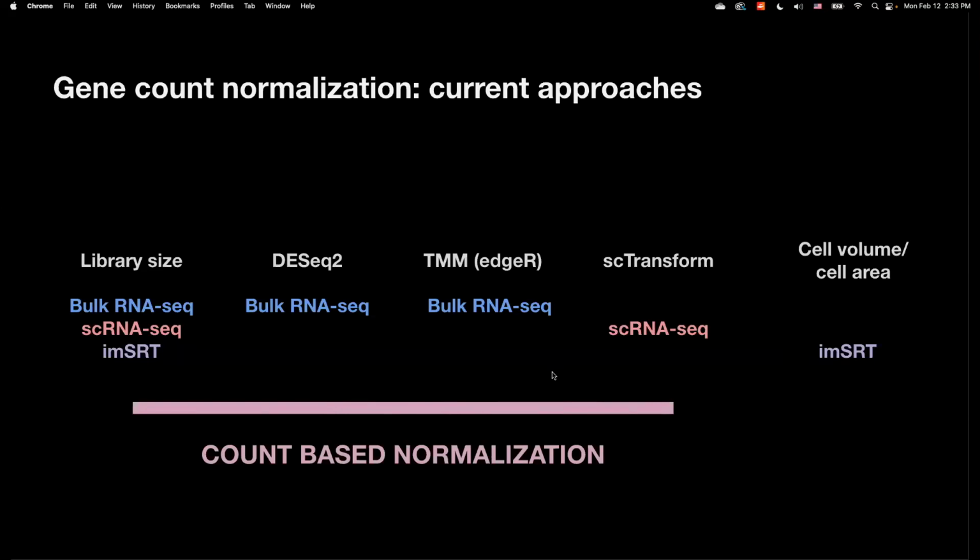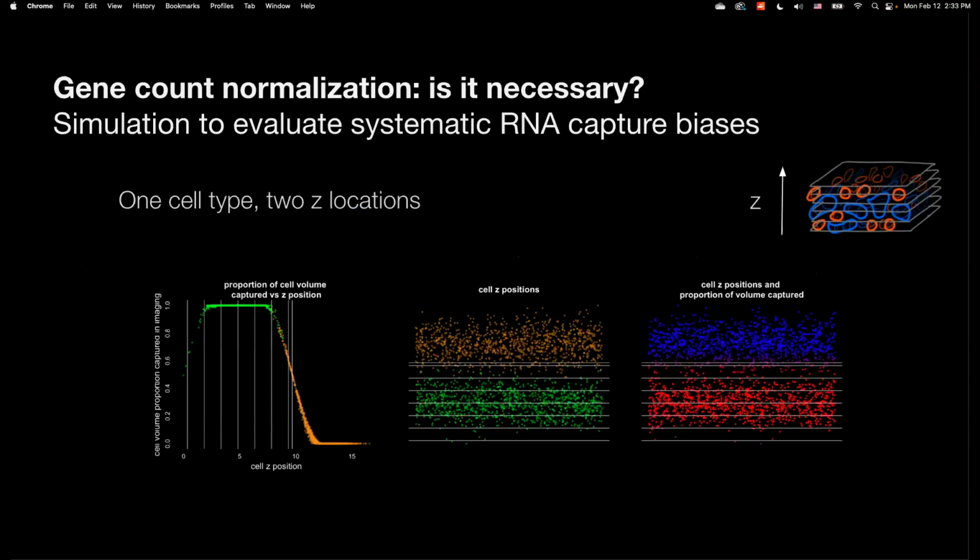And so the first question we wanted to ask is, do we need to normalize gene counts at all in imaging-based SRT data? To answer this question, we started off with a simple simulation with two populations of cells of the same cell type that are on average in different locations in the vertical direction. The green population of cells is more or less centered within the Z-planes that are imaged in this hypothetical experiment, and the orange population sits above the planes of imaging.